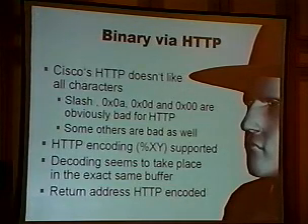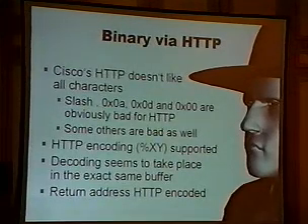Some problems here. Cisco's HTTP doesn't like all characters. The obvious ones, zeros, line feeds, carriage returns, are obviously bad for HTTP. Some others are also considered not so good. But, of course, it has to support HTTP encoding, the thing where you have %XY, the hex representation of the ASCII character. That is supported. What I actually found out in the disassembly is that the decoding takes place in the exact same buffer. So we can basically encode whatever address we want into HTTP encoding and have no limitations on which addresses to use. So we can use the return address, encode it in HTTP, send it over, and it will get used.